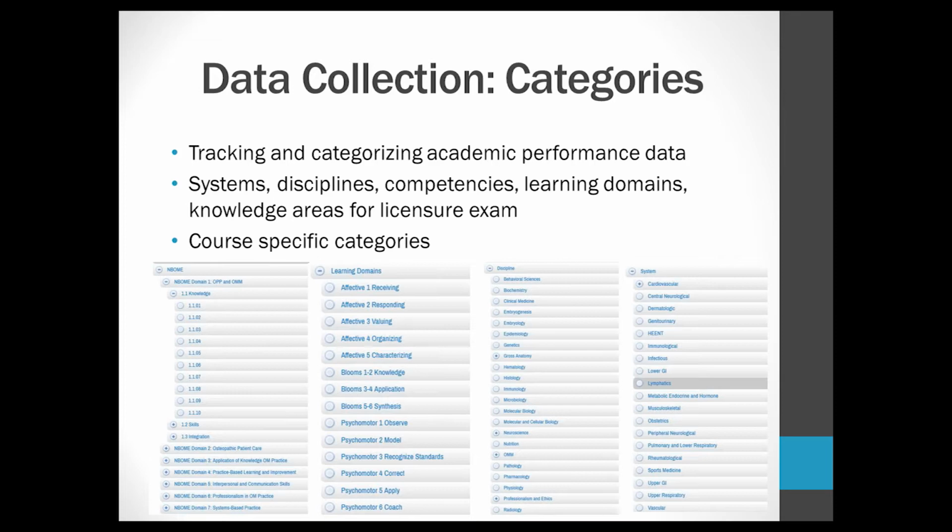So I could look at one of these categories, or I could combine this data to look at how some of these categories cross over, which becomes very important in our systems-based curriculum. And importantly, it also allows our course directors to measure whatever they would like to measure. That really helps interest in assessment, and it, of course, supports academic freedom.